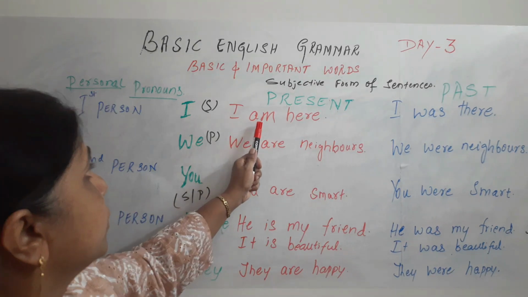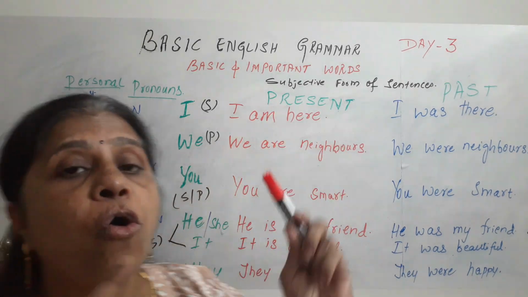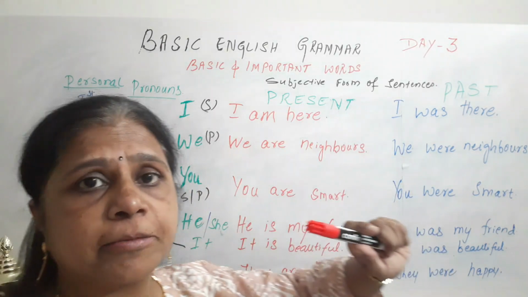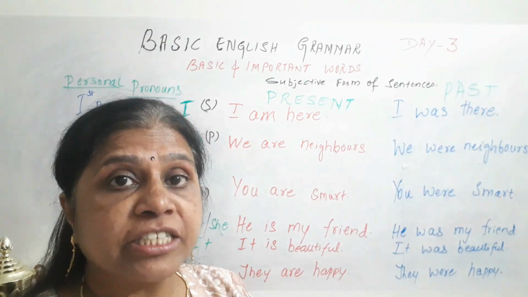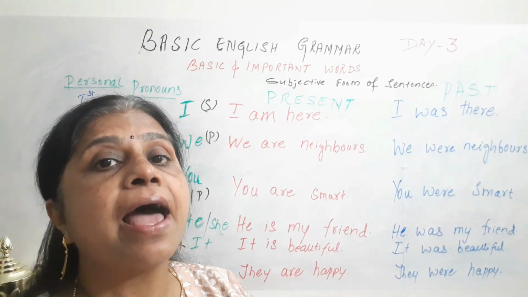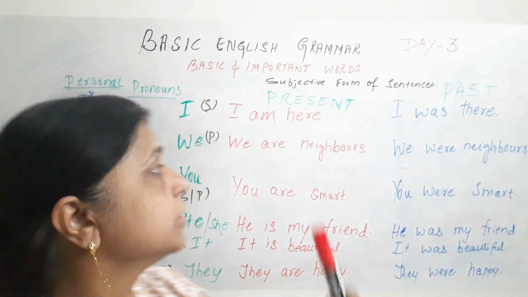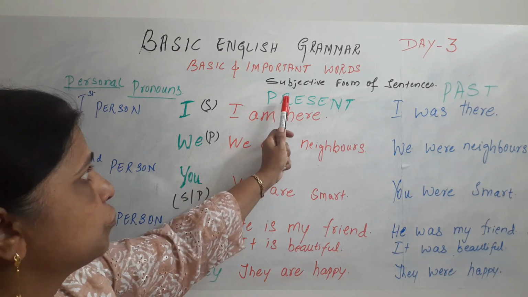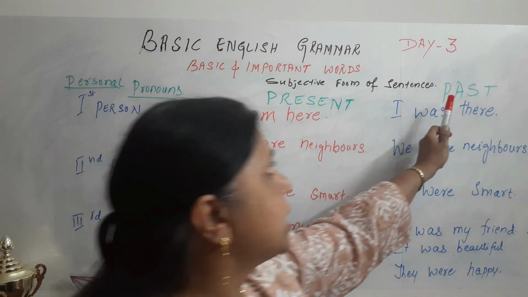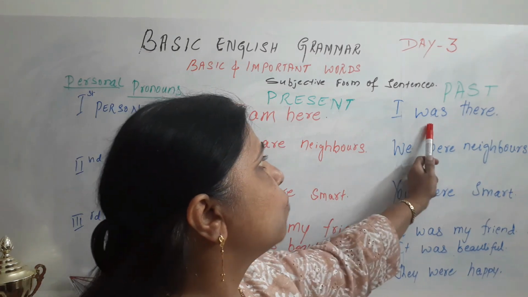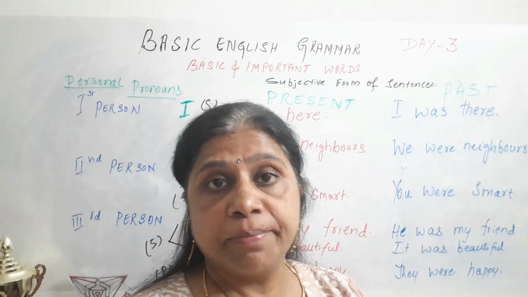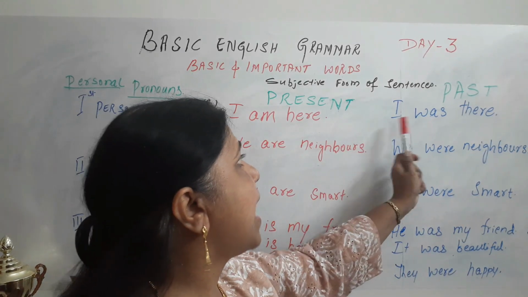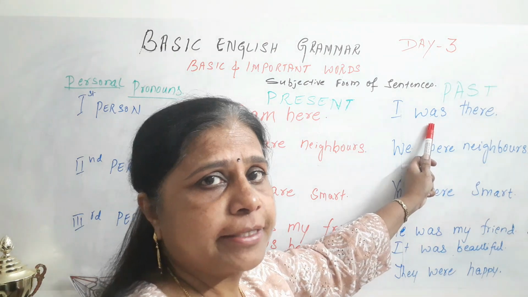Along with I, we always use am in present tense. In present tense, we use I am. All right. So I am here. This is for present tense, and for past tense, we use I was here. That means for past tense, we use was. I was. Right?